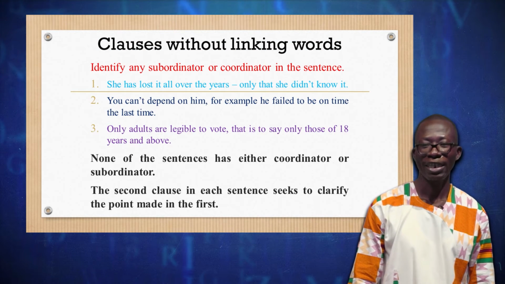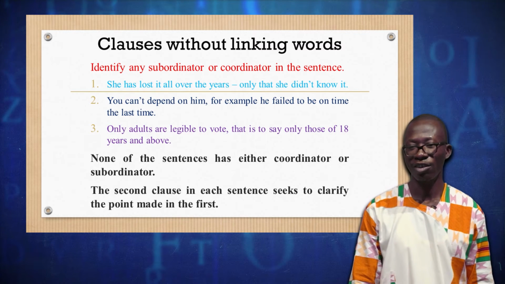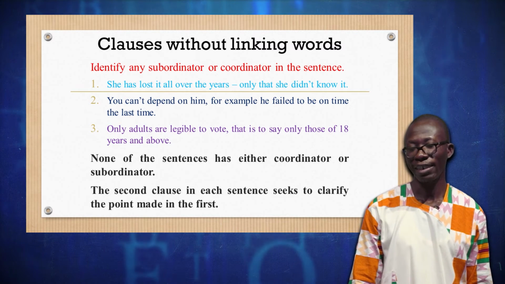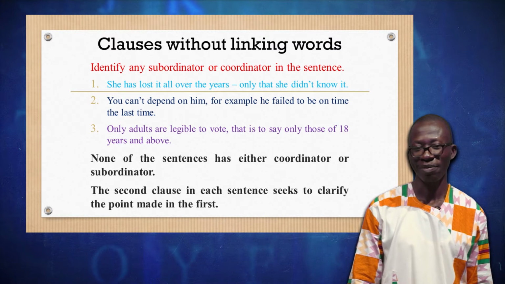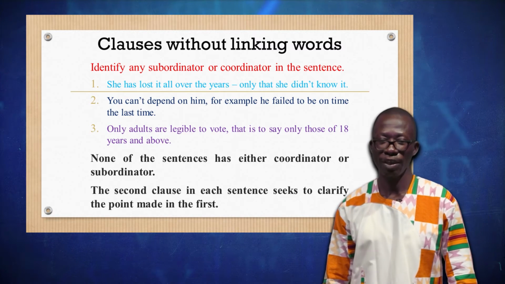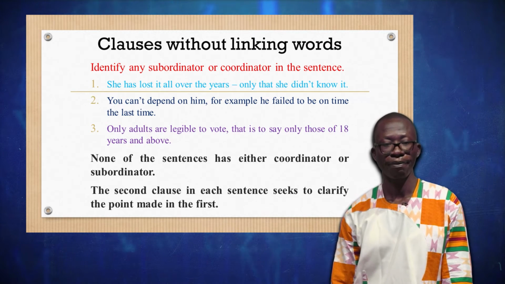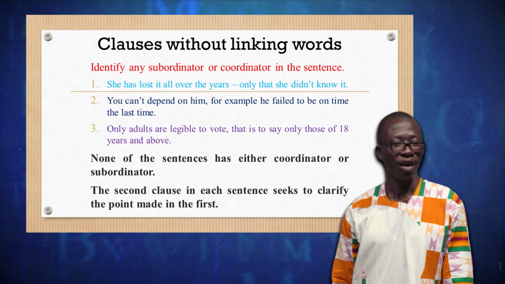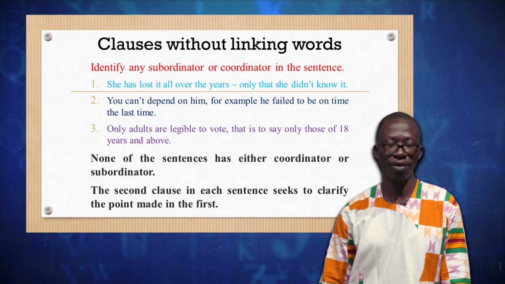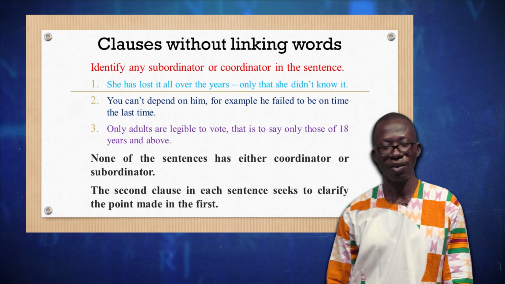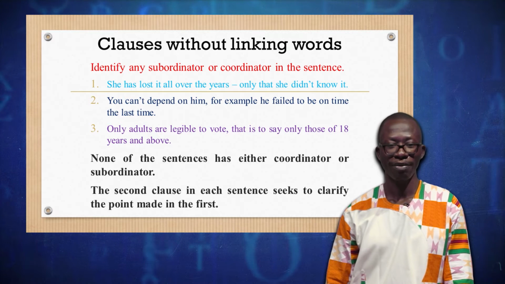Identify any subordinator or coordinator in the sentence. She has lost it all over the years, only that she didn't know it. Is there any subordinator or coordinator? I've already given you the answers. You can't depend on him. For example, he failed to be on time the last time. Any subordinator or coordinator? Only adults are eligible to vote. That is to say, only those of 18 years and above. Any subordinator or coordinator? And if you do, which category would you put either the subordinator or coordinator?